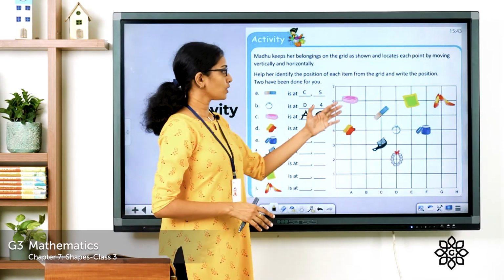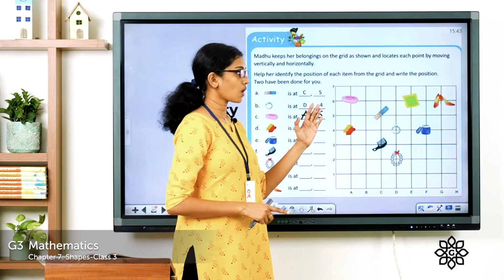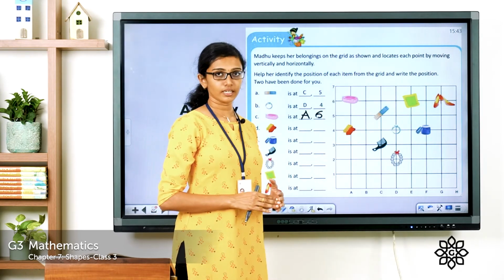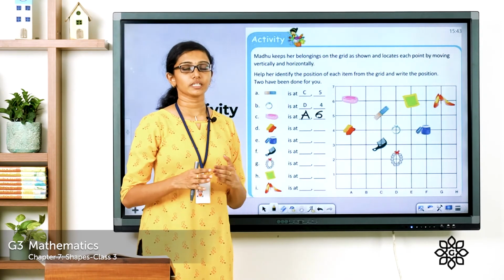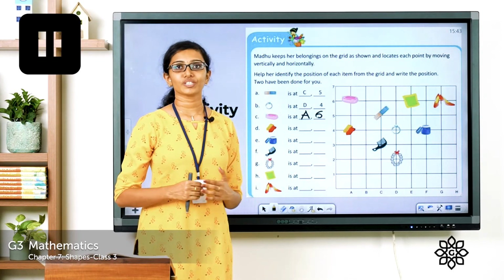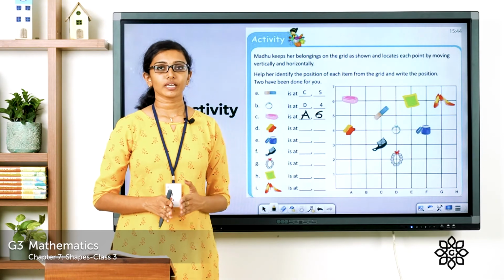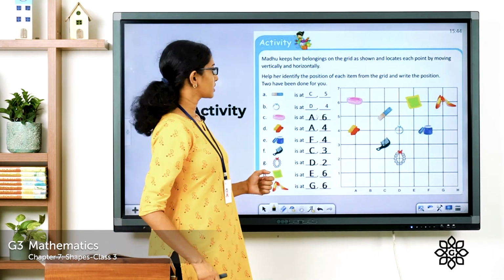Similarly, you have to identify the exact position of all the belongings kept on this grid and you have to write it in the space provided. You do this as an activity now. Please pause the video, finish it and come back. Hope you are done with that. Now let's see the answers.